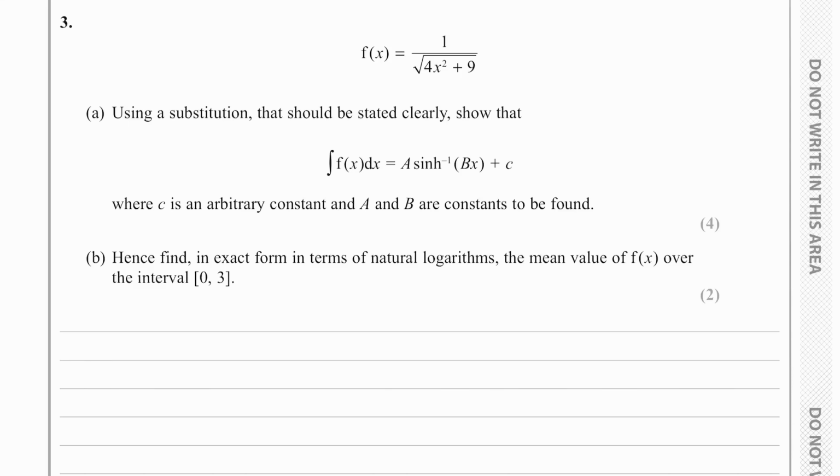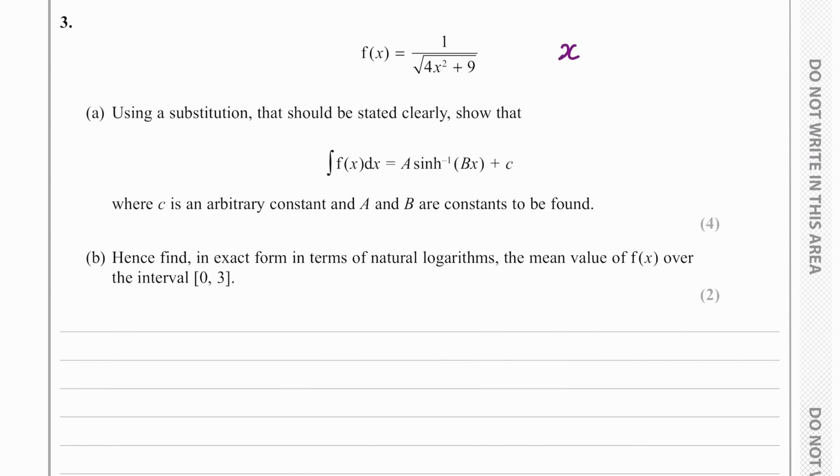Everybody. So in this question, we've been given that f of x is 1 over the square root of 4x squared plus 9. And we've been asked to use a suitable substitution that we need to state clearly to show that the integral of f of x with respect to x can be written in this form, where c is a constant and we need to find the values of a and b.